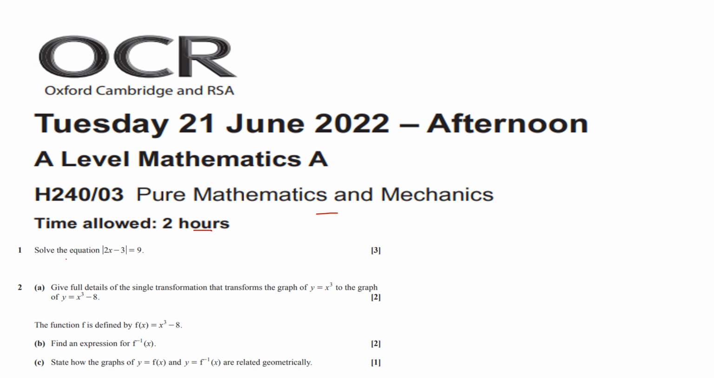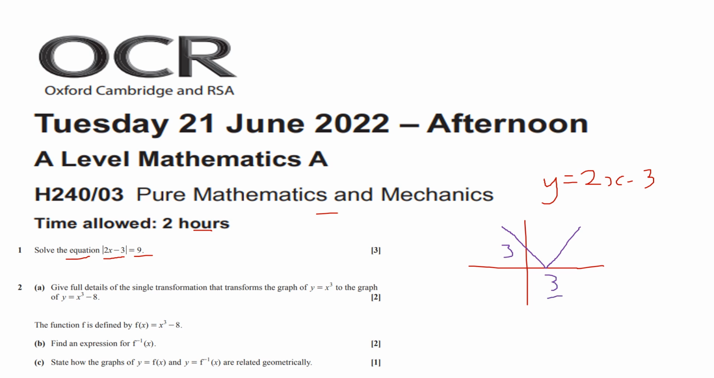Question number 1. Solve the equation: the modulus of 2x minus 3 equals 9. Now, if it was me, I'm going to sketch it. So what does y equals 2x minus 3 look like? Well, from GCSE maths, it's going to be a straight line that looks like this, with one caveat. Any points that are below the x-axis get reflected in the x-axis, so it's going to look something like this. It crosses the y-axis at 3 and the x-axis at 3/2.